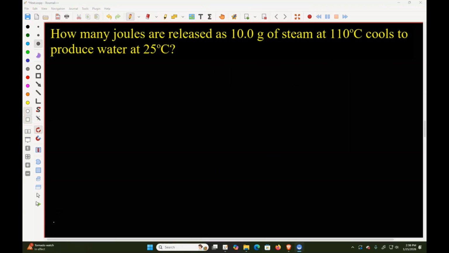How many joules are released as 10 grams of steam at 110 degrees Celsius cools to produce water at 25 degrees Celsius? I'm starting at 110 degrees. I'm going to cool it down to 25 degrees. So I have one step, two steps, and three steps.